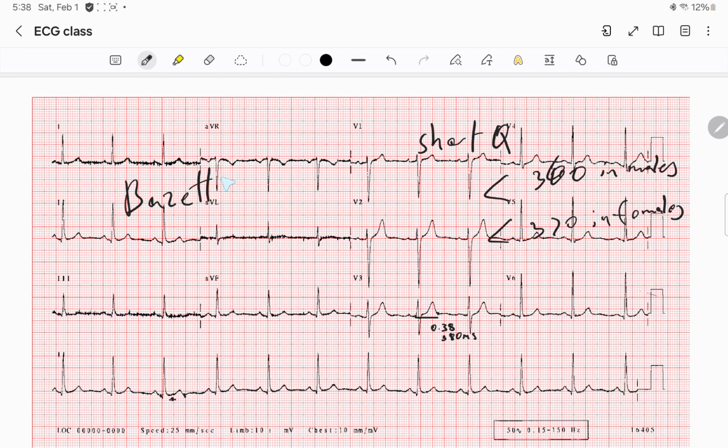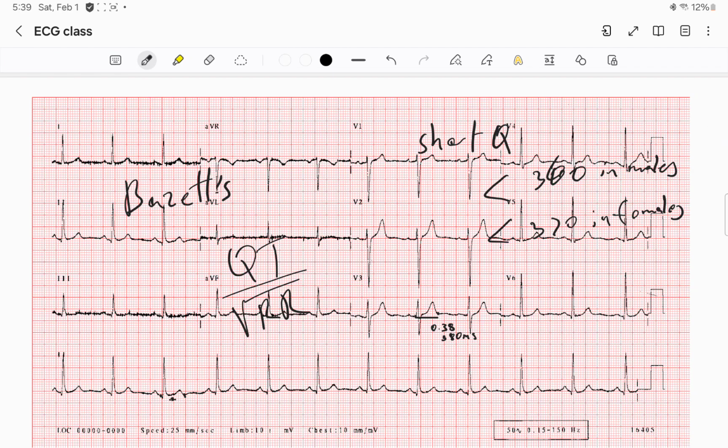Pardon my spelling. So Bazett's formula. There are other formulas, but this is the most common, and I think it's sufficient to know one formula. Bazett's formula is the measured QT over the square root of the RR. So let's take that on.